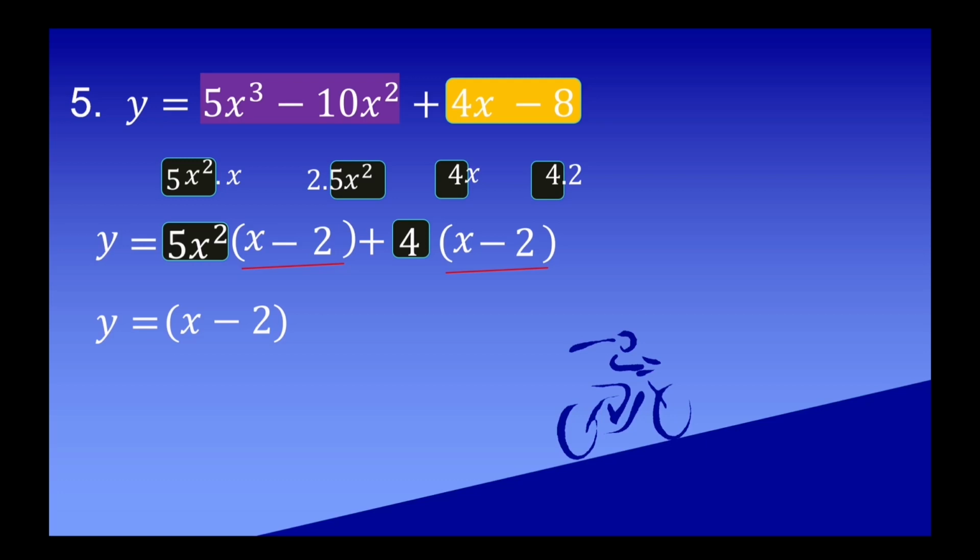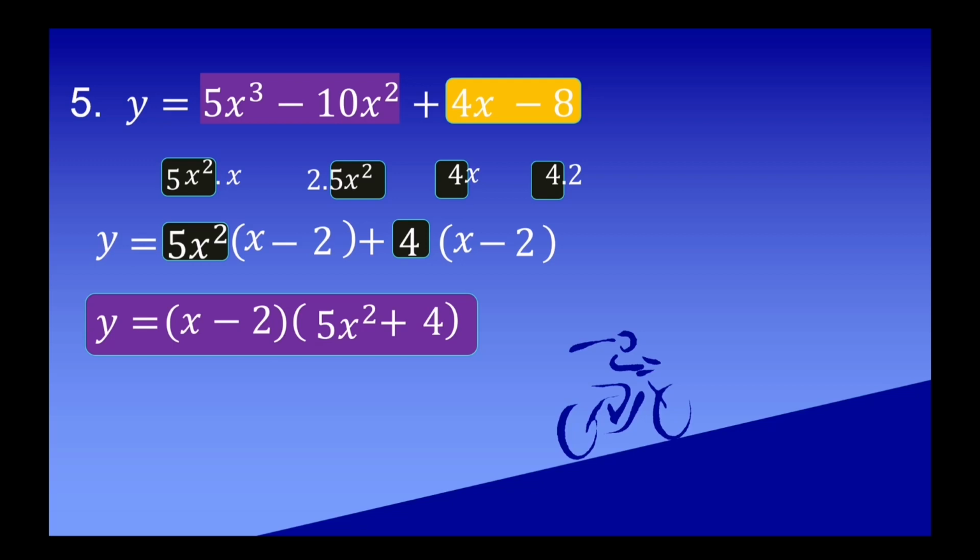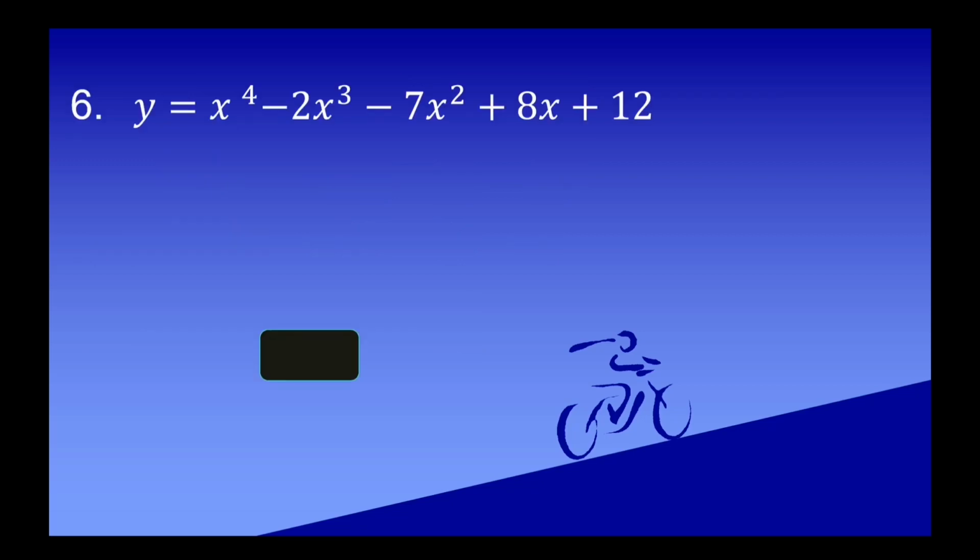So both terms have x minus 2. Then take it down. For y is equal to a quantity of x minus 2. Then our remaining terms, that is 5x squared plus 4. So that is our factored form.